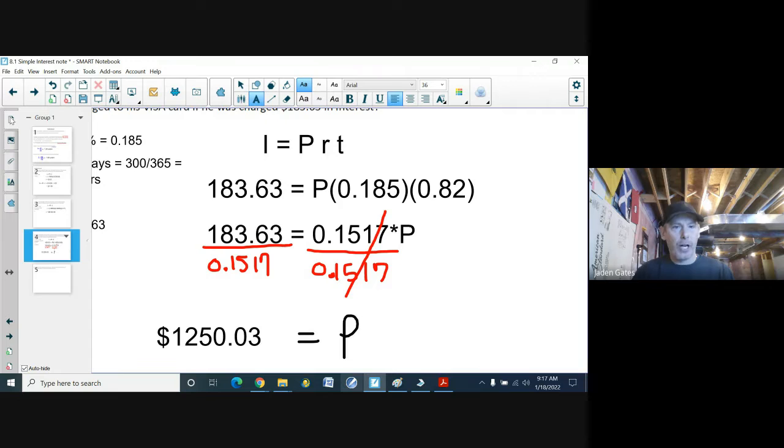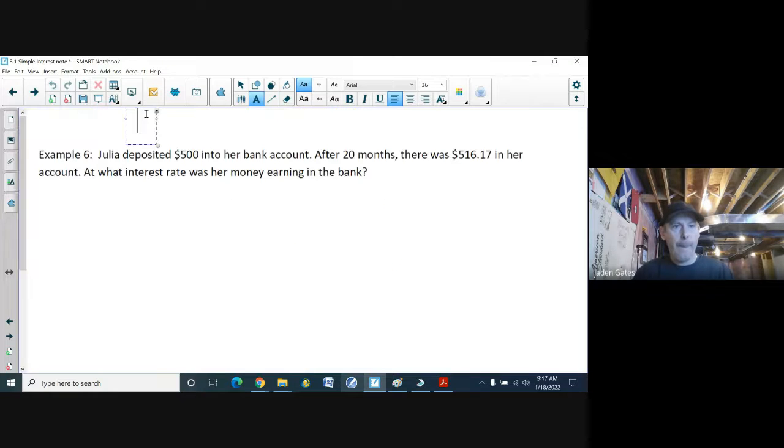Let's see what else we got here. One more. All right, so I might as well start off. I'm going to write down my formula here. I is equal to P times R times T. All right, so what do we got here? So Julia deposited $500 into her bank account. After 20 months, there was $516.17 in her account. At what interest rate was her money earning in the bank?